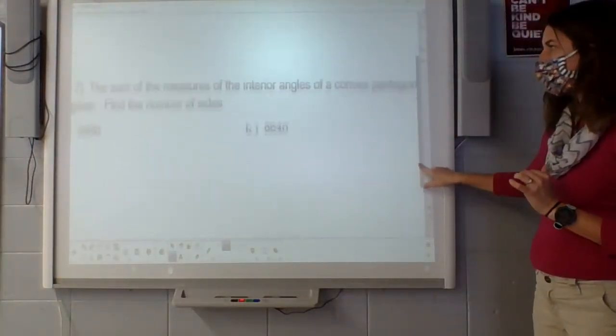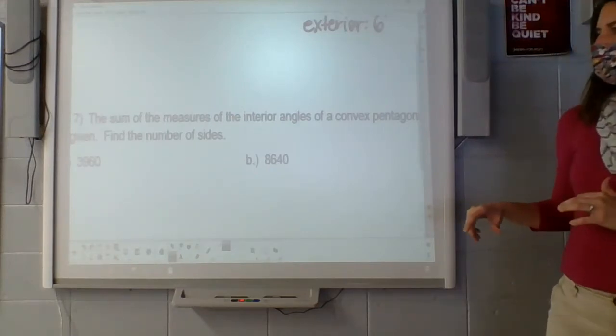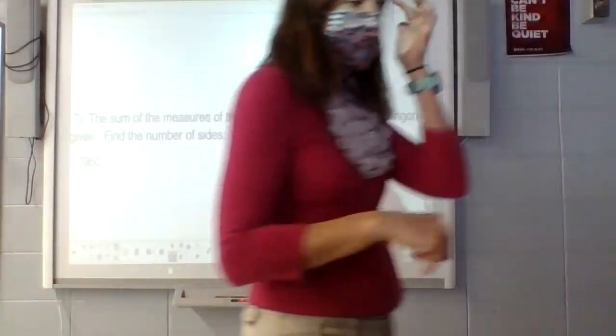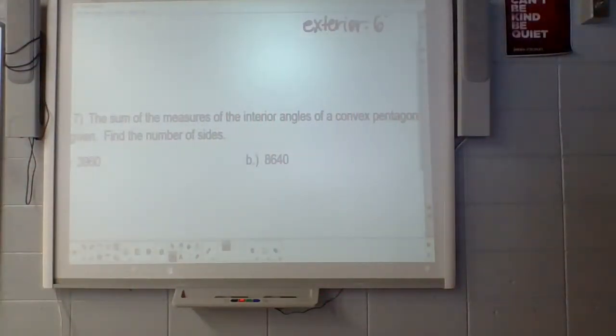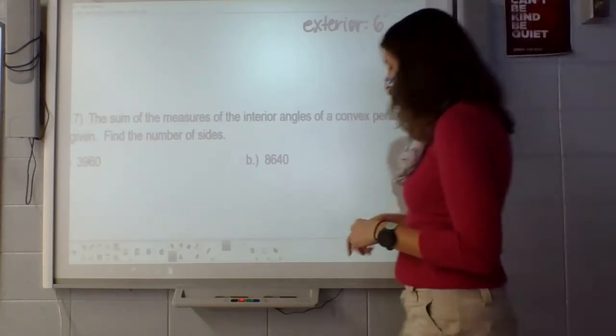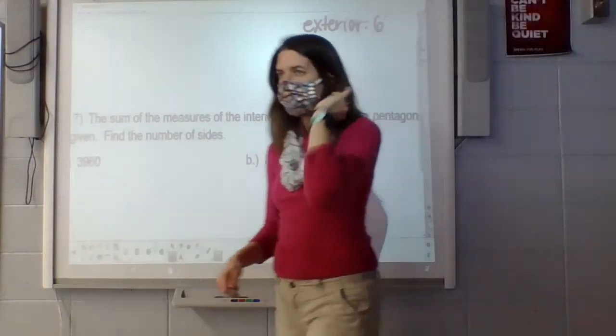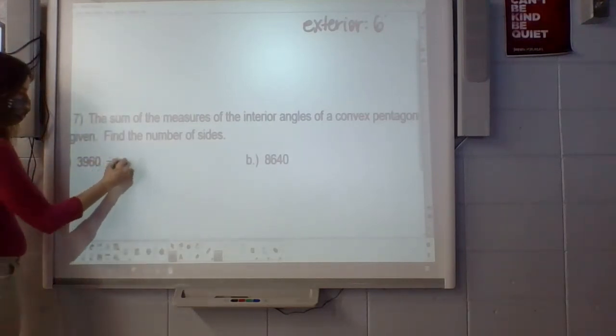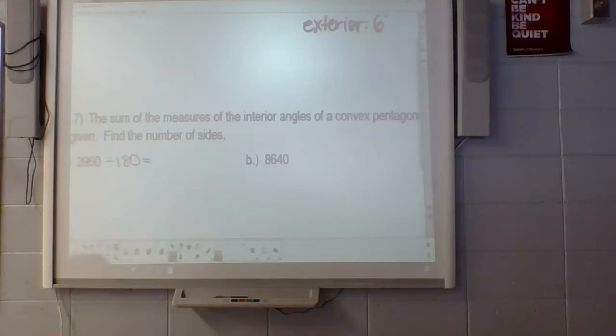All right, this last one is asking us to go backwards with this, where they tell us the sum of the interior angles, and we want to know the number of sides. If they give us the sum of the interior angles, how do I find the number of sides? Any thoughts on this? Yeah, go ahead, Dawson. Divide by 180. So you're going to divide it by 180. If you're wondering why, I'll explain why he did that in a second. Divide that by 180, I get 22.